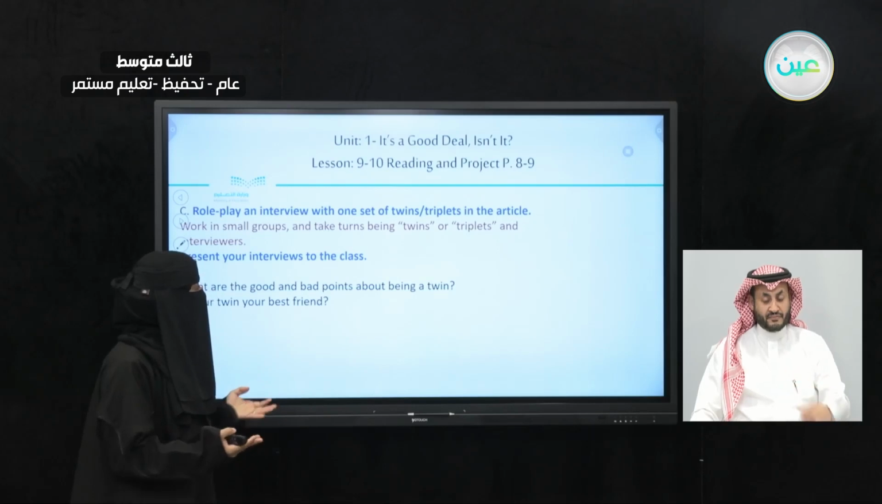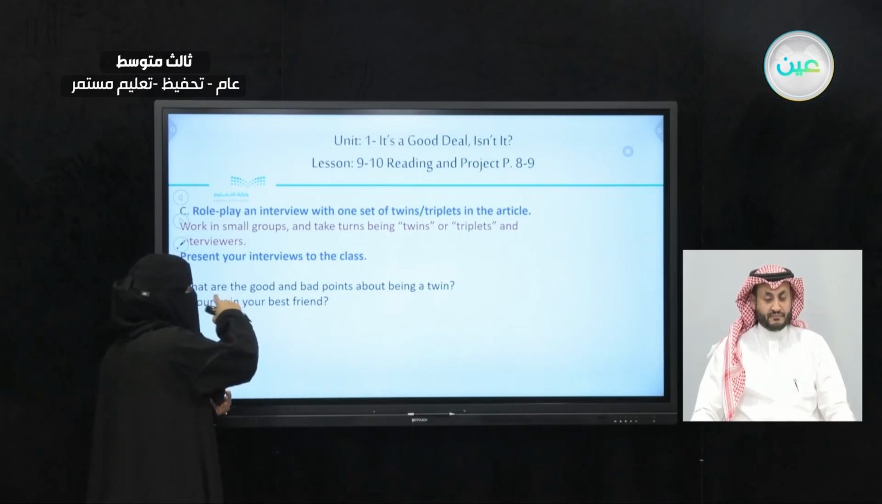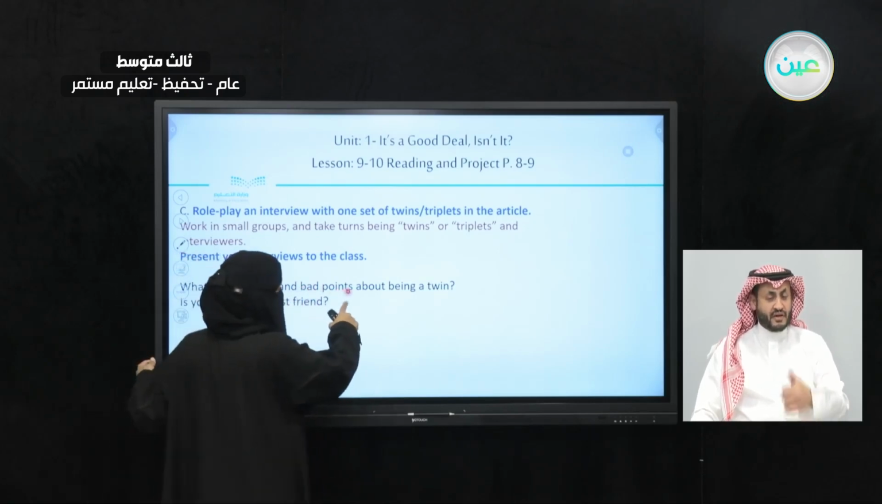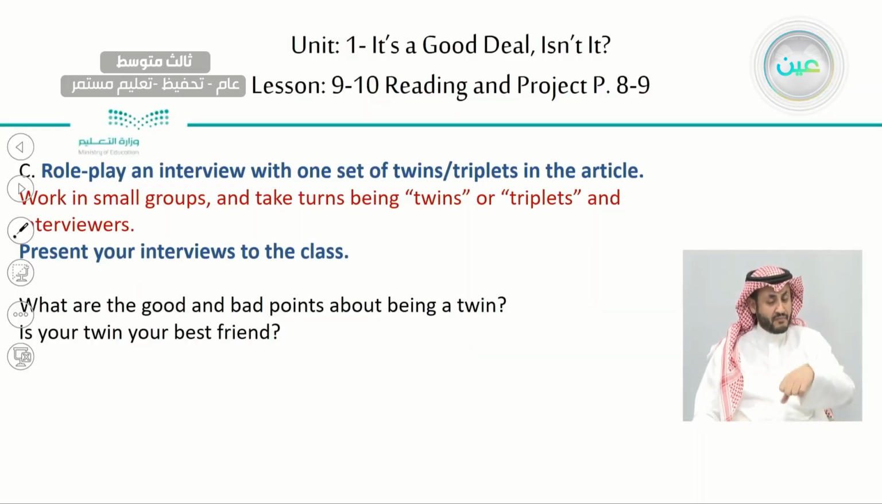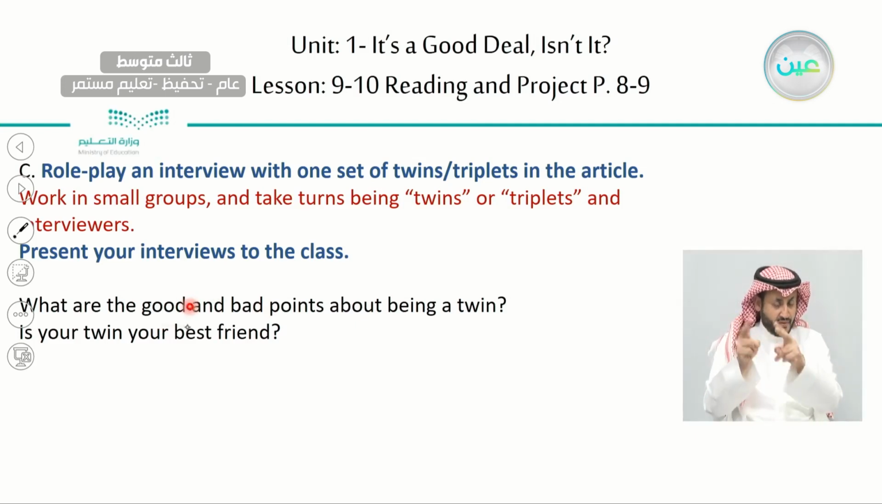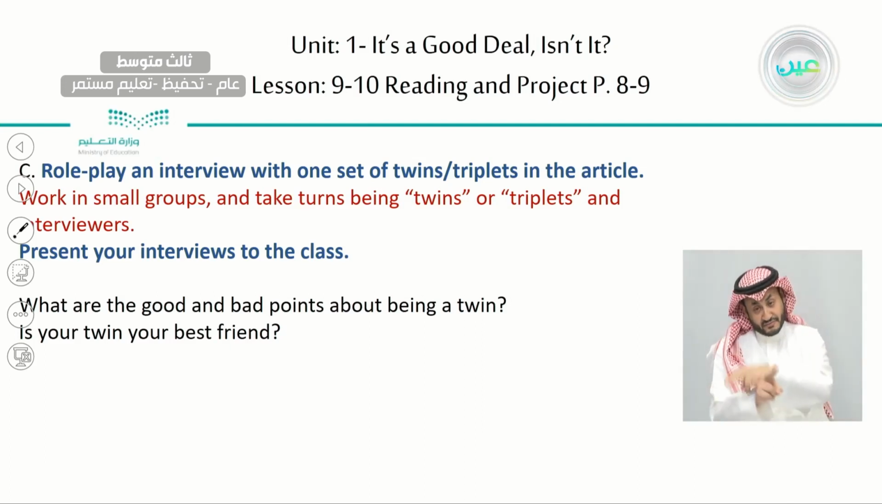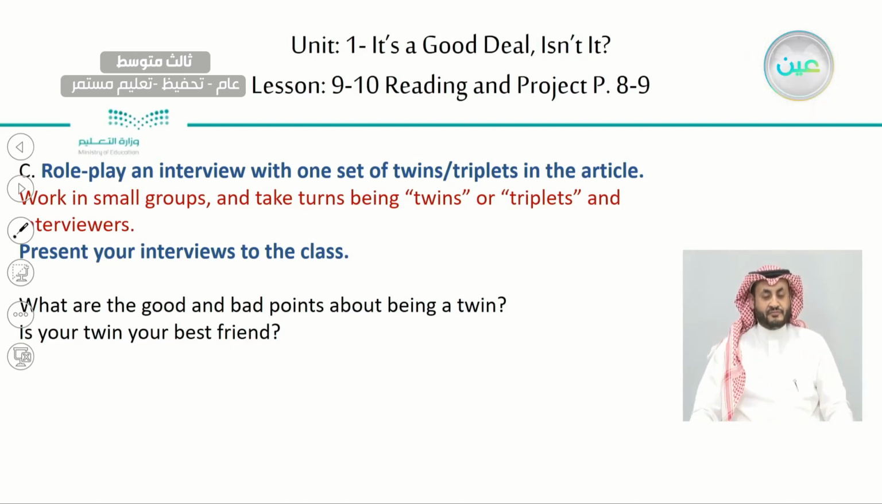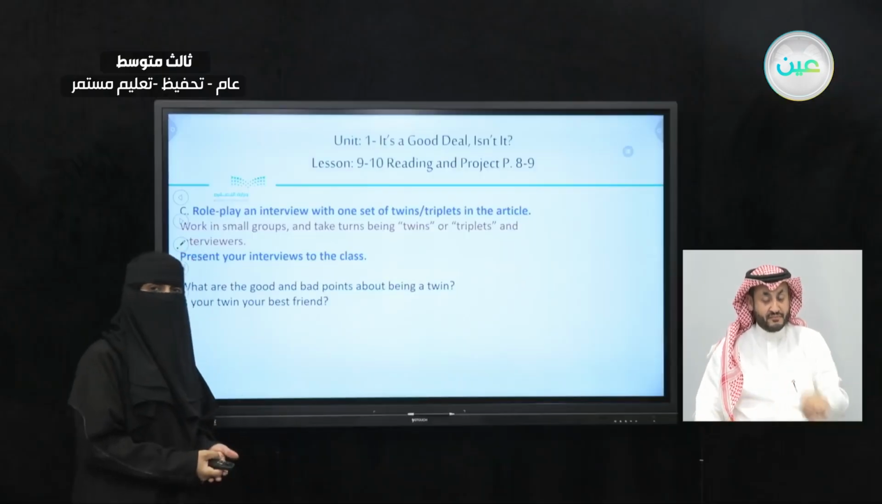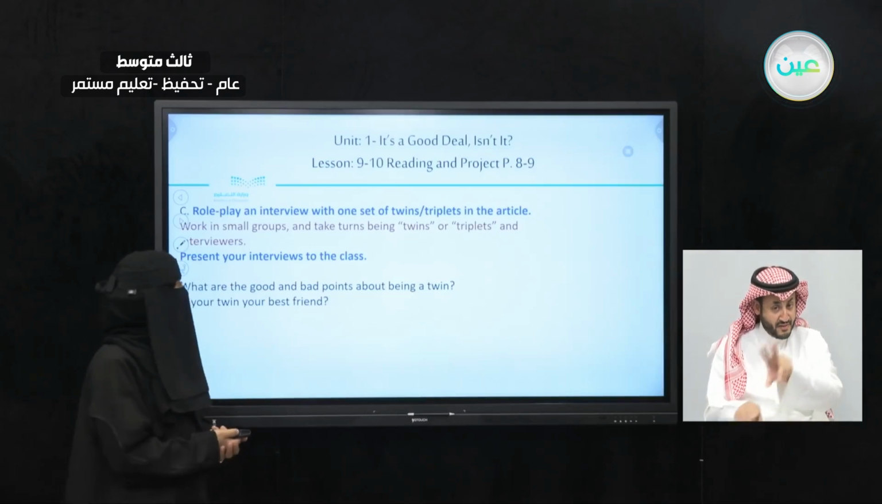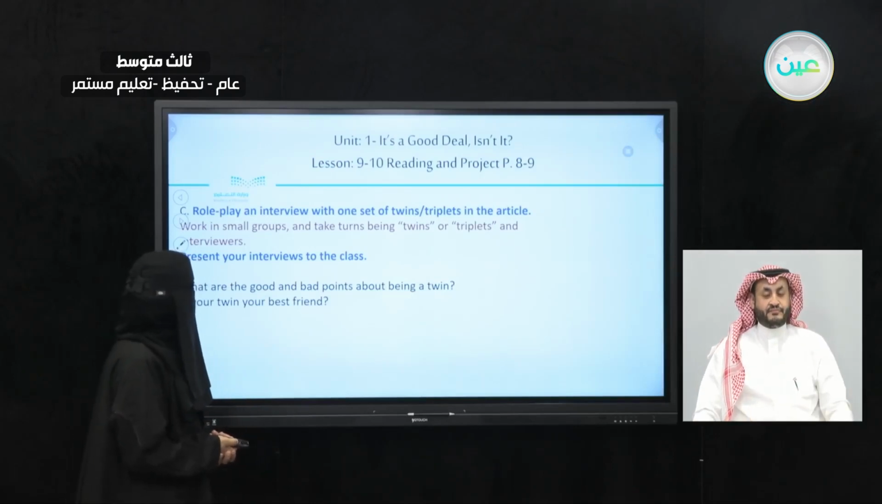So, and then what are the good and bad points? You have to cover these questions. These can help you to form the conversation. We have this question: What are the good and the bad points about being a twin? You can ask, as an interviewer, ask this question, and then listen to your friends when they respond. What did they respond? Is your twin your best friend? You can ask them this question and listen how they would respond to these questions, okay?